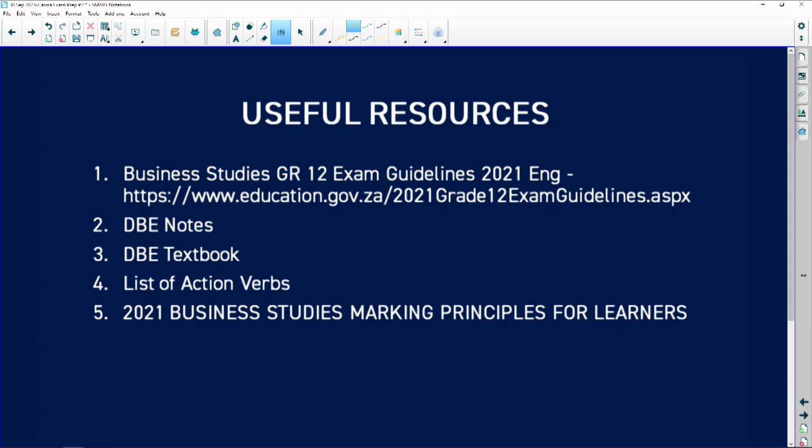Another very useful resource is your business studies marking principles for learners. If you use that in combination with the exam guidelines, it will give you a very clear idea of what to expect in your exam paper.